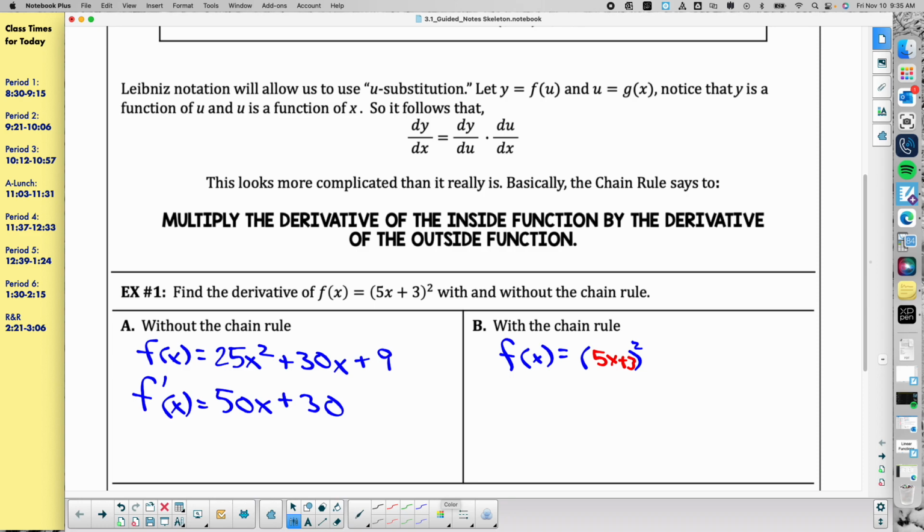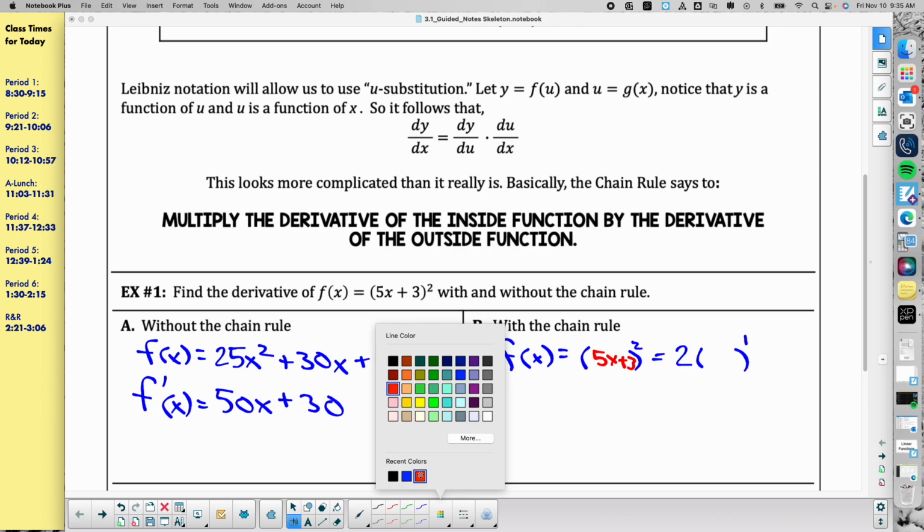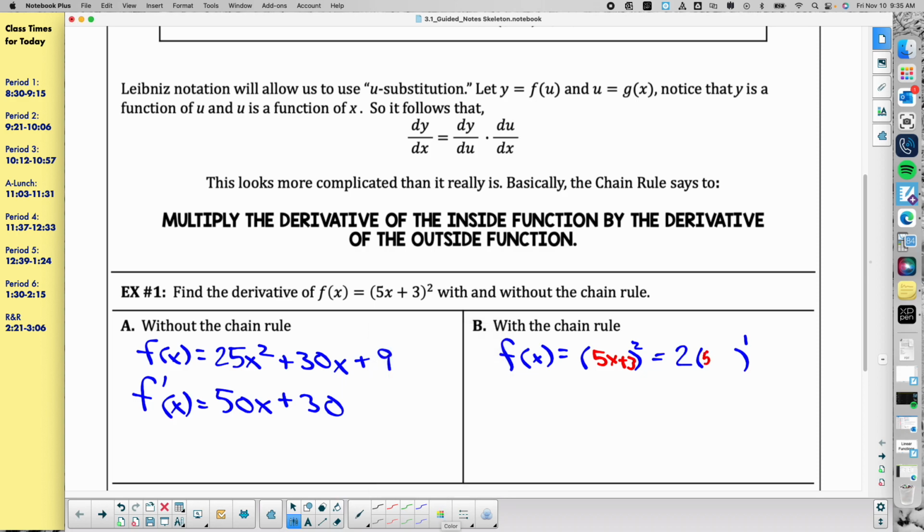So if I do the derivative, I'm going to take the derivative of the outside function first, which is the squared. So the way I take the derivative of squared would be power rule. So it would be 2 times, keep the same inside to the first power. And then I'm going to multiply by the derivative of the inside function. So the derivative of 5x plus 3 would be 5.